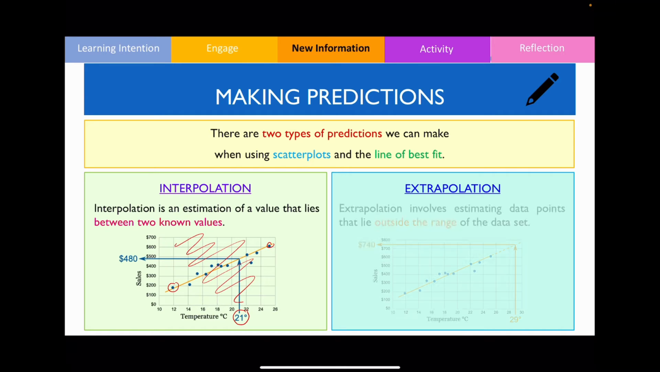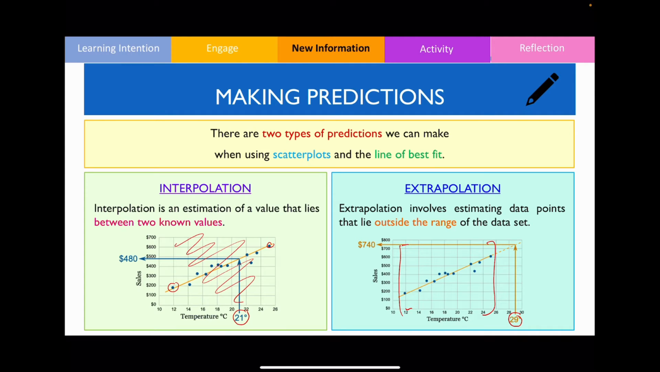In contrast, the word extra means beyond, like in the word extraordinary. Extrapolation is where we're trying to predict values that lie outside or beyond the range of a dataset. For example, if you were to predict the sales given that the temperature was 29 degrees, notice that this value over here, 29 degrees, lies outside of the range of the dataset. So that's what it means by extrapolation.